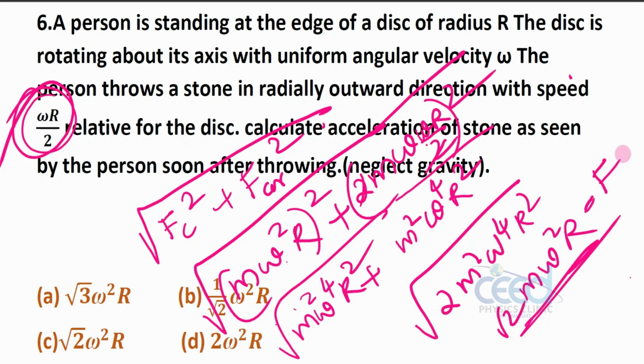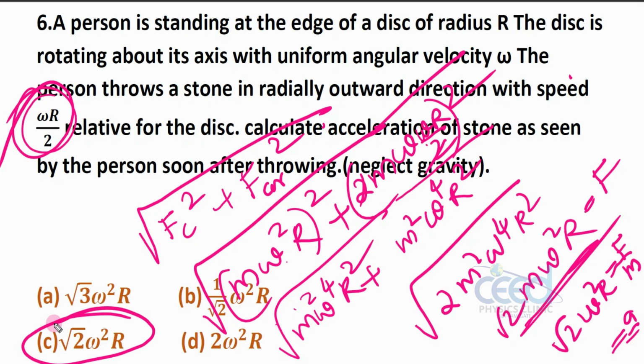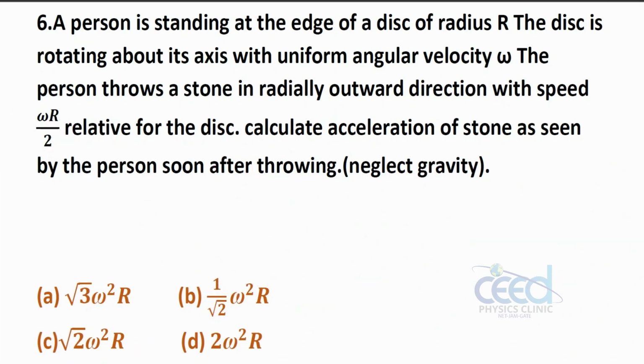Now what is acceleration? Acceleration is equal to, you find root 2 omega square r is equal to F by m. Force per mass is acceleration, right? Then root 2 omega square r, option C is correct, right? All right. Now let us go to another question.